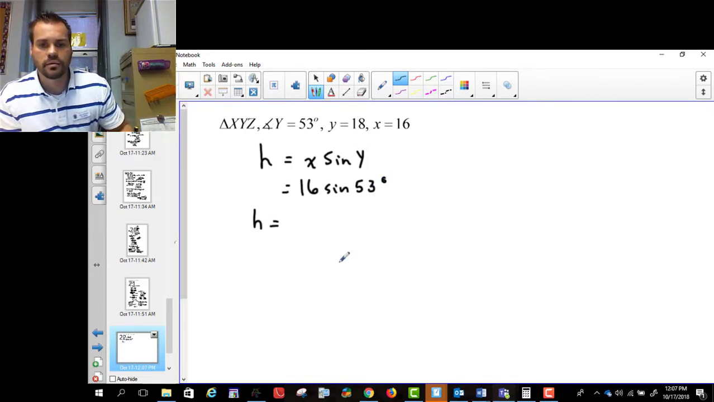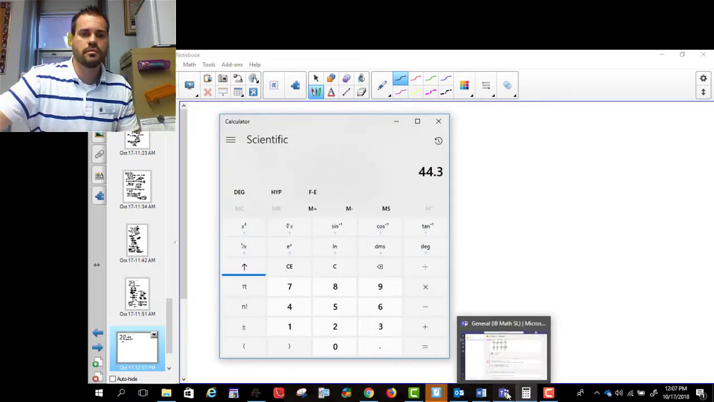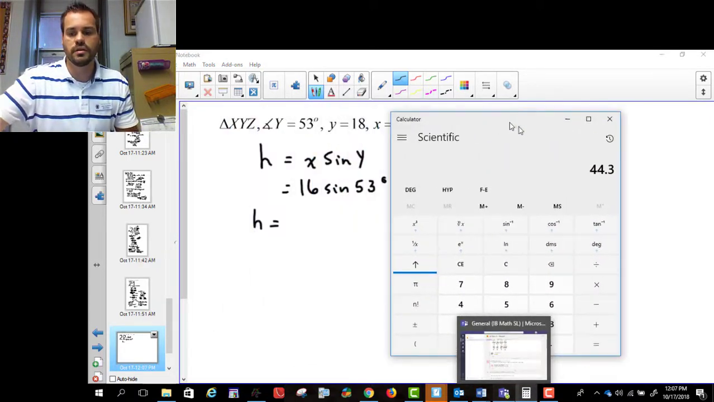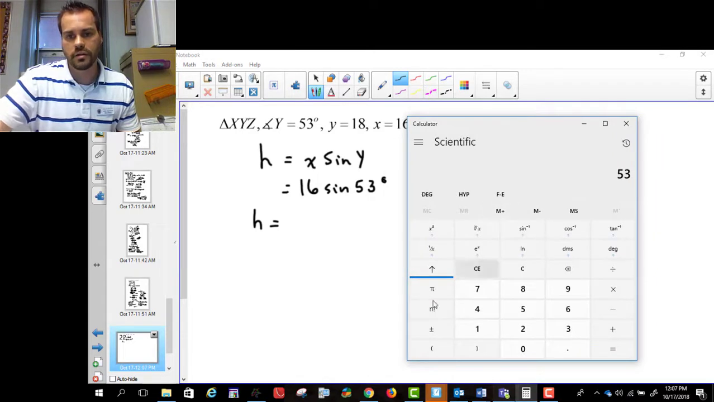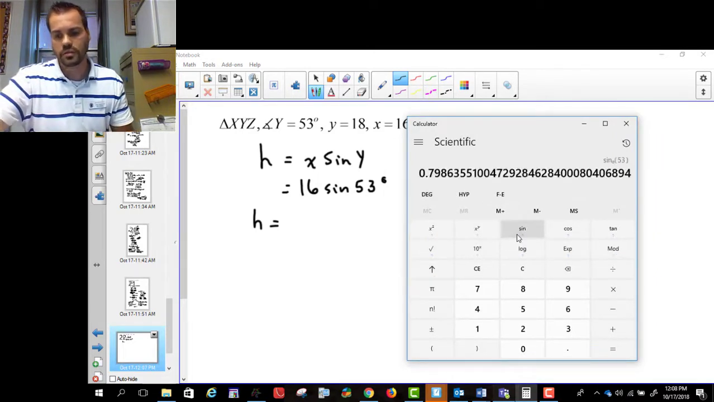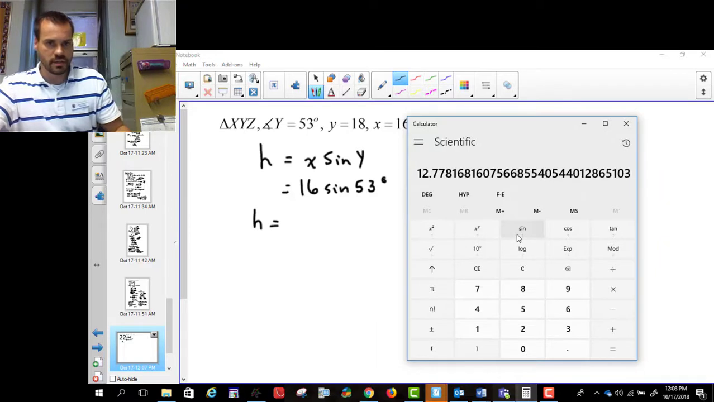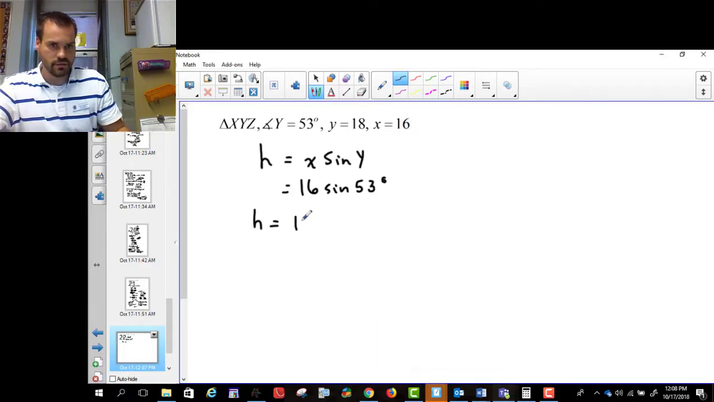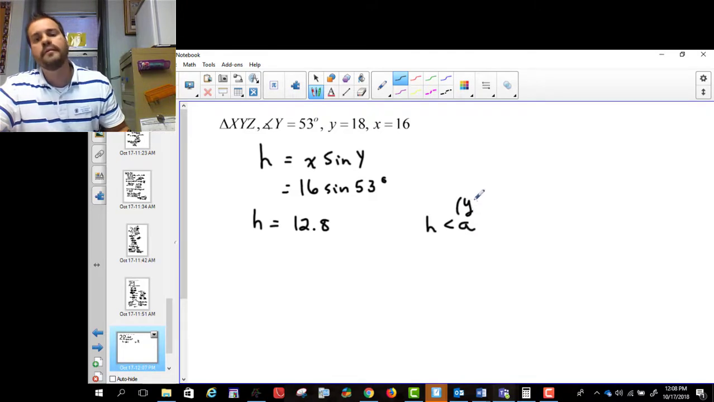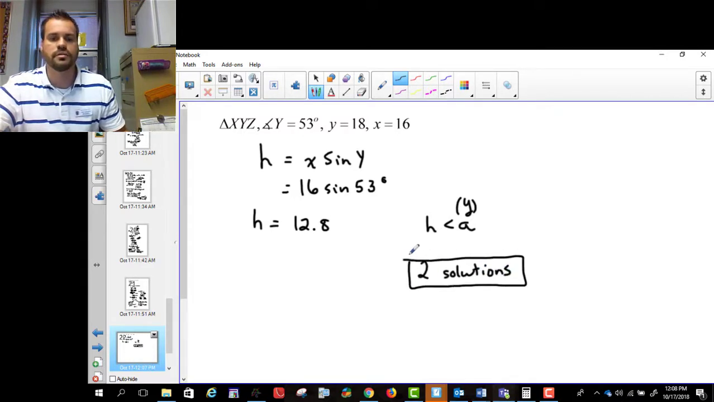And we get, I have to put in the sine of 53 first, you might not have to do this on your calculator, times 16, I get 12.77, so I get 12.8. H then is less than A, or in this case, it's Y. So therefore, there's two solutions. There's two possible solutions. We're not saying that there is two solutions for sure, but there's two possible solutions.